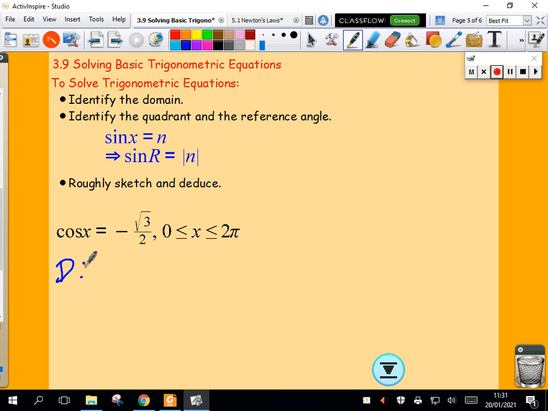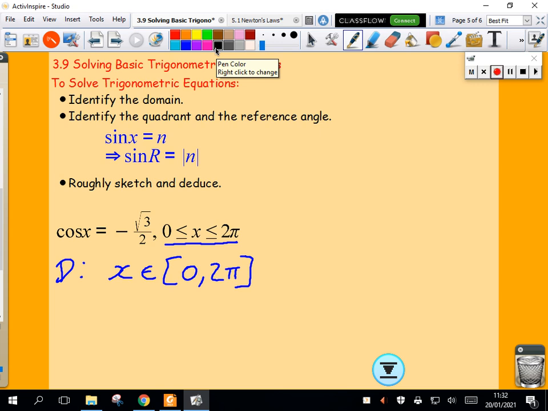So the domain here is x has to belong to the interval starting at 0 and finishing at 2 pi. Notice the square brackets here saying including 0 and 2 pi because it's a less than or equal to sign. So 0 is included, 2 pi is included. That's my domain. If you prefer to use an inequality as opposed to interval notation, feel free, whatever you prefer. So that's my first thing, I'm identifying the domain.